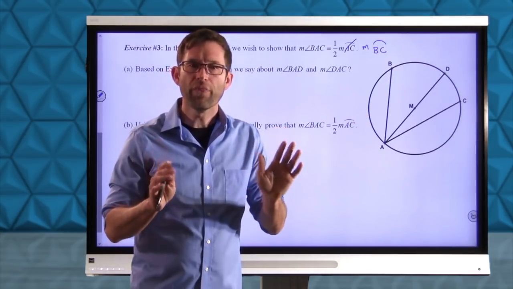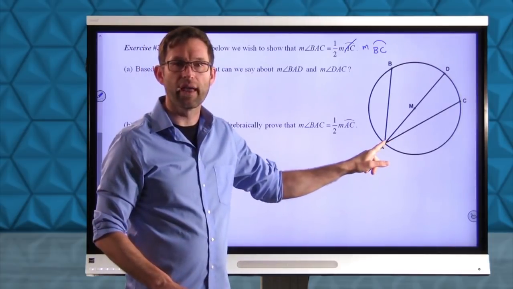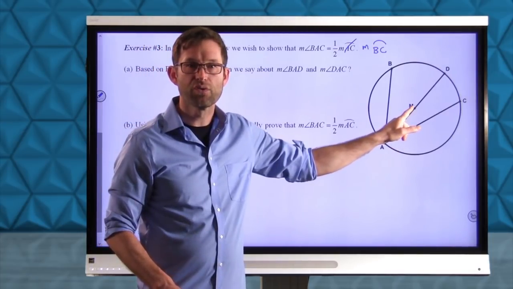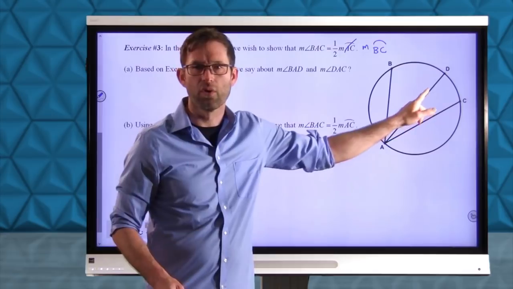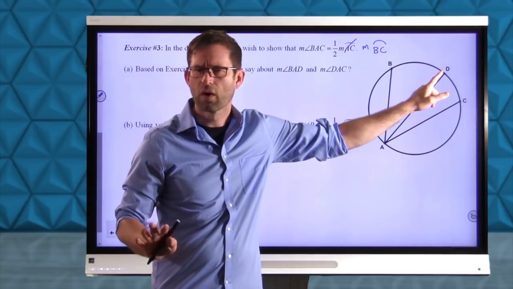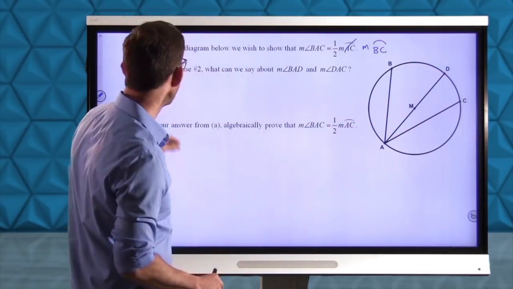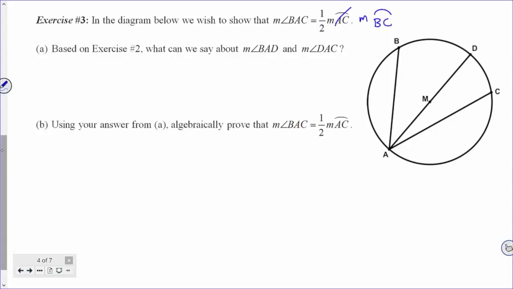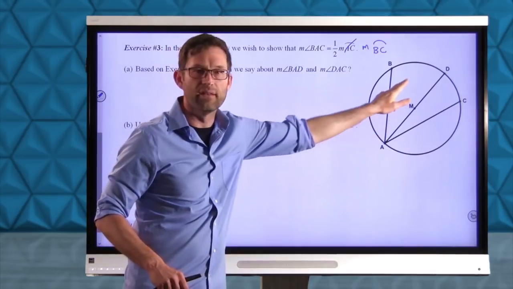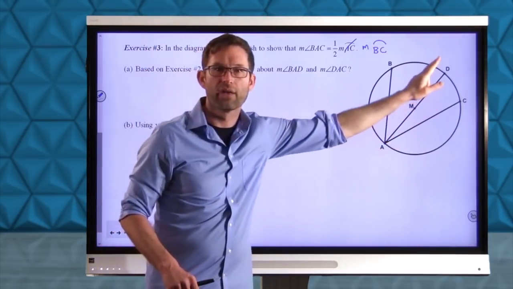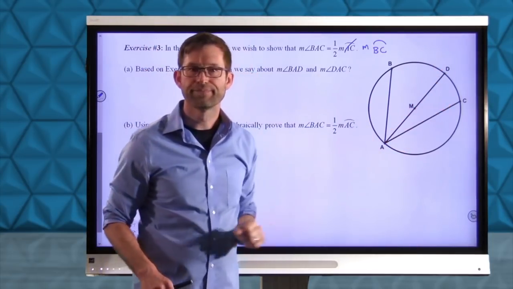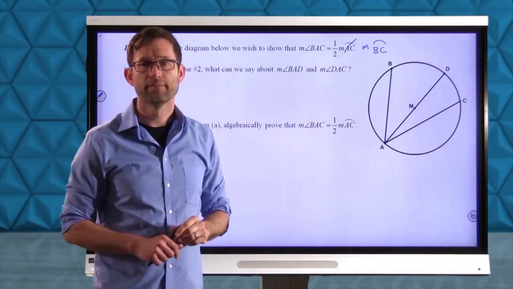Okay, one thing that I've done is I've drawn in a diameter that starts at A, goes through the center of the circle, and out to D. Okay, and we'll see why that is. Letter A says, based on exercise number 2, what can we say about the measure of angle BAD and the measure of angle DAC? Think about that for a minute.